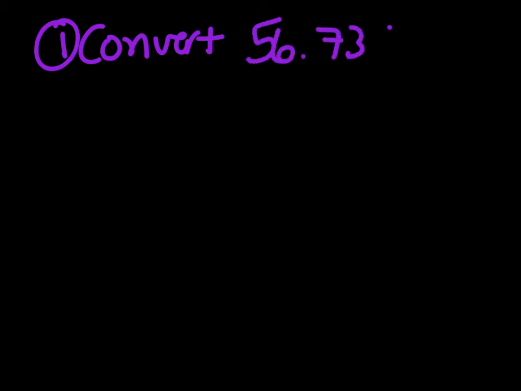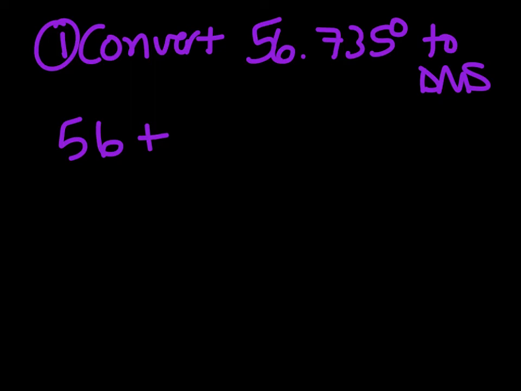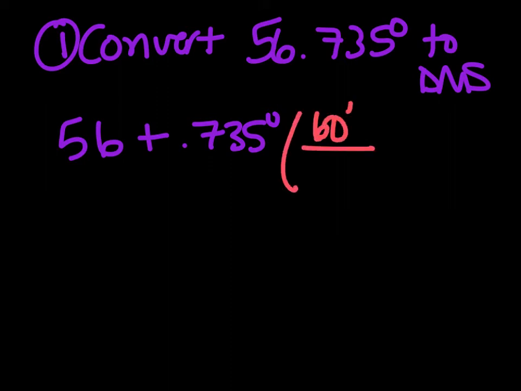I want to convert 56.735 degrees to degrees, minutes, and seconds. So you're going to separate this into 2. I'm going to separate it into the 56, which is the degrees part, plus the 0.735 degrees. And so I need to convert it into minutes. So this is going to be times 60 minutes in 1 degree, because I need to go to the minutes next. I already have my original degrees. That's the first part. This is the degrees.